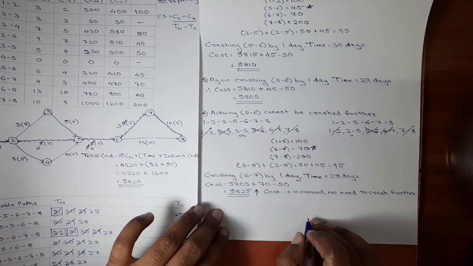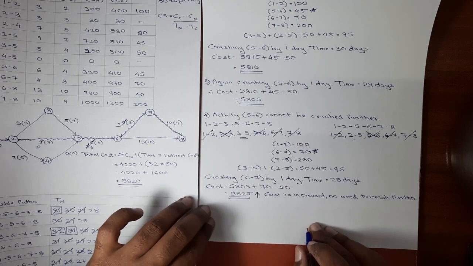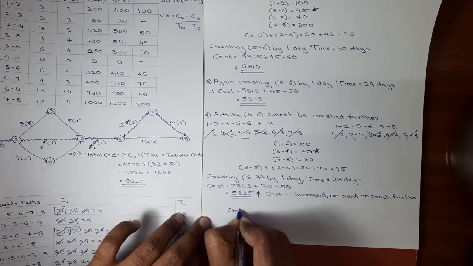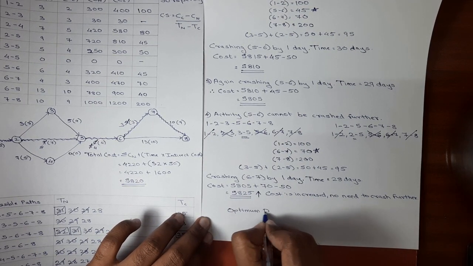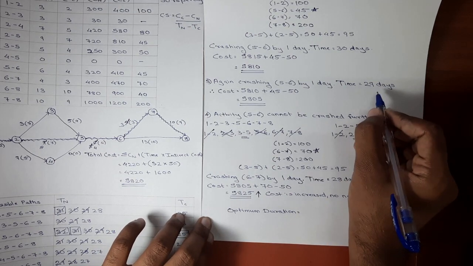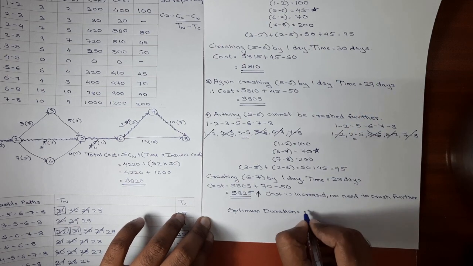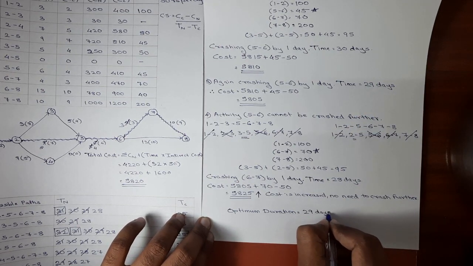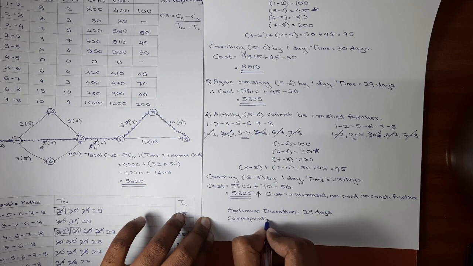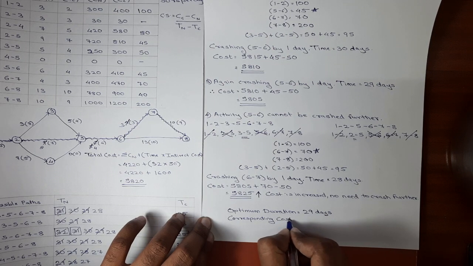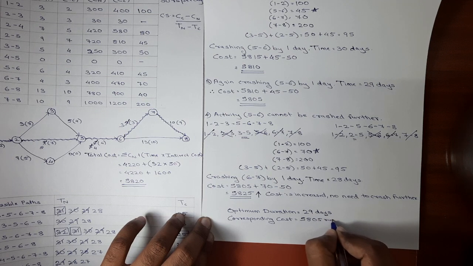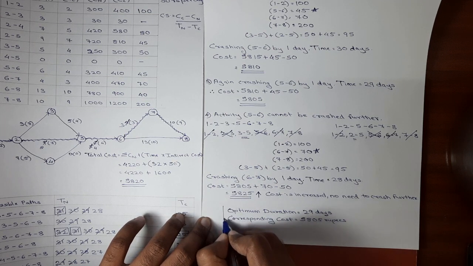So our final answer will be, in third step of crashing, the cost was least. Then it started increasing. So the optimum duration will be 29 days because we got that value in third step of crashing, 29 days. And the corresponding cost will be 5805 rupees. This is our final answer.